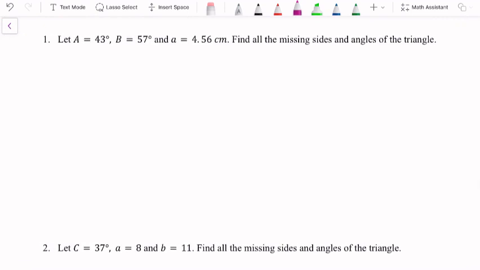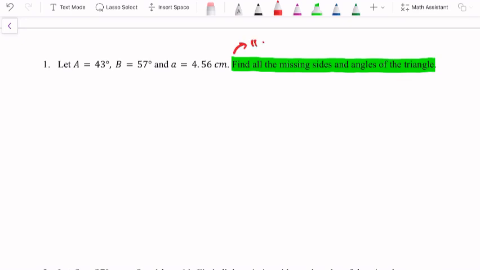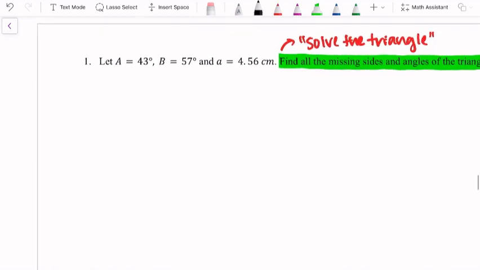So in example 1, we're going to let capital A be 43 degrees, capital B be 57 degrees, and lowercase a is equal to 4.56 centimeters. We're going to find all of the missing sides and the angles of the triangle. For these directions of find all the missing sides and angles of the triangle, typically this can also be referred to as solve the triangle. So if you ever see those directions of solve the triangle, it just means find all of the missing stuff.